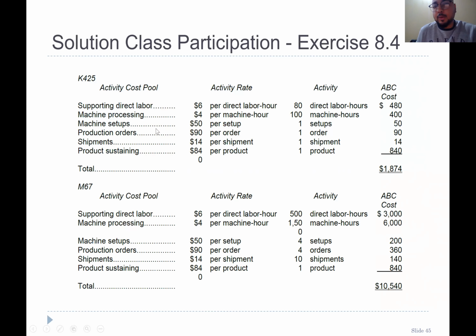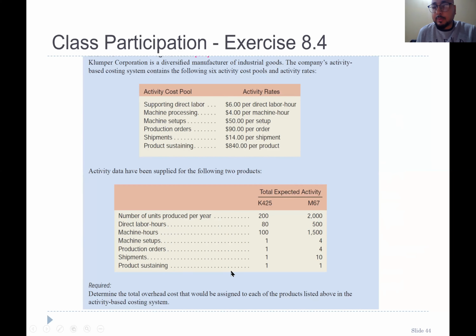We are given the activity rates. All you have to do is multiply them with the activity measures. That's it. So you see, for supporting direct labor, we have the activity rate of 6, and it is based on direct labor hours, so 80 hours. So the answer is 480, right? So all you have to do is multiply it according to the product.